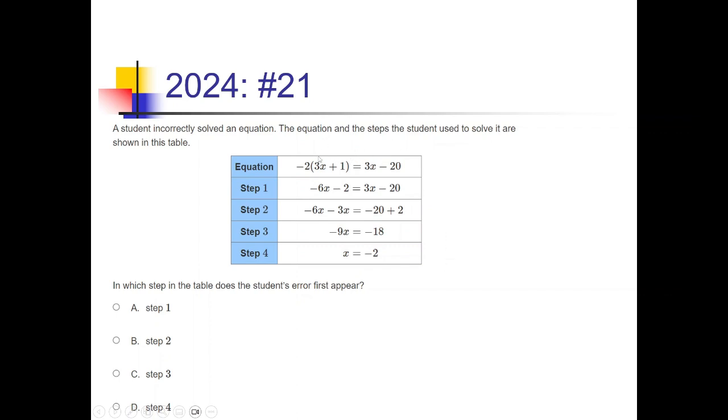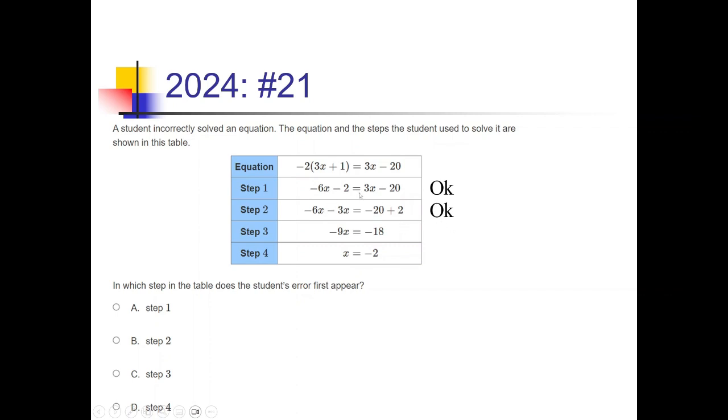So for our first step, it looks like they distributed this negative 2, which is what you should do in this situation. Negative 2 times 3x would be negative 6x. Negative 2 times 1 would be negative 2, and everything else is unchanged. So this step appears to be correct. So let's move on to step 2. Here, it looks like they moved things around to get the x's on the left side and the constants on the right side. So to get this 3x over to the left, you would have to subtract it, which is what they've done here. To move this negative 2 over to the right, you would have to add 2 to both sides, which is what it looks like they did there. So far, so good. That's fine.